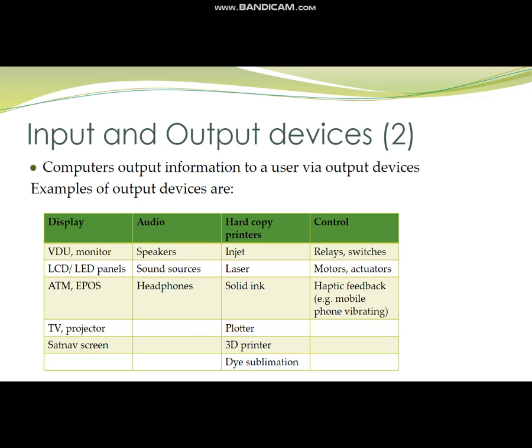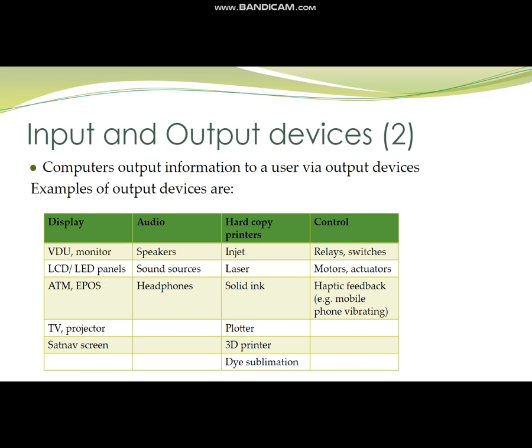And then on the computer, where it's been used, we've got an ATM machine. For example, you'd see the screen to show you how much money you've got on your balance. And also other forms of display outputs are TVs, projectors, and then a sat-nav screen.